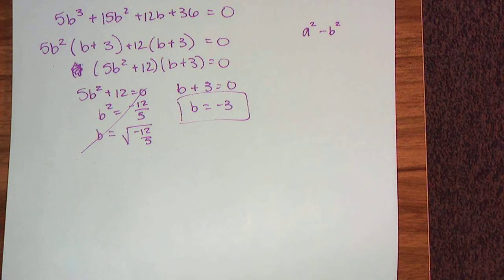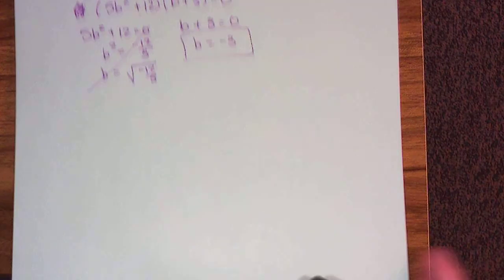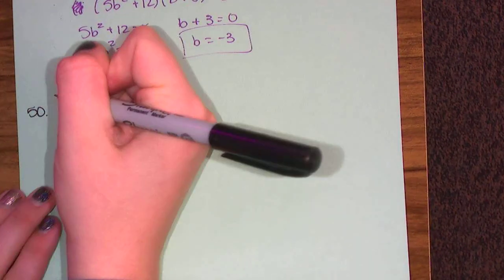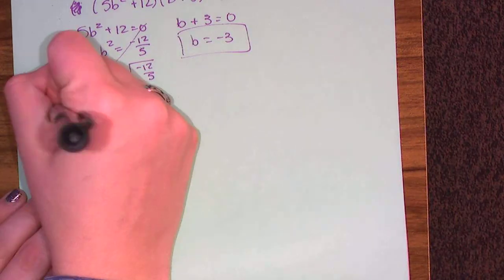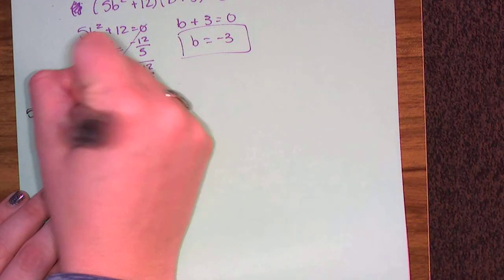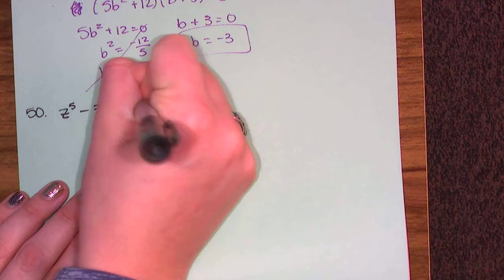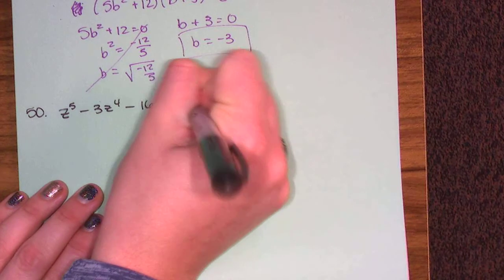Alright, one more problem I want you guys to try, and then I'll give you problems to work on for the rest of class. Number 50. So these ones, 42 through 50, say that you can use any method to factor completely, meaning you don't have to use whatever they specifically tell you, although oftentimes only one of the methods will really work, so just pay attention to that. Z to the 5th minus 3z to the 4th minus 16z plus 48.